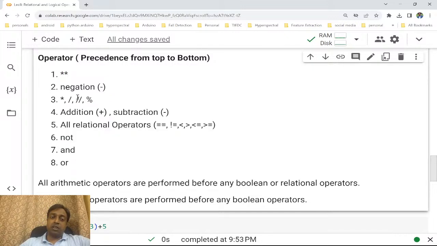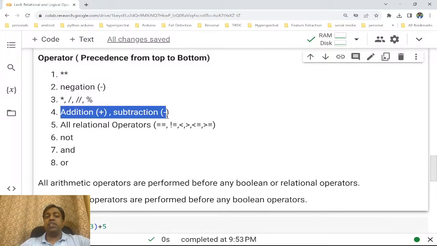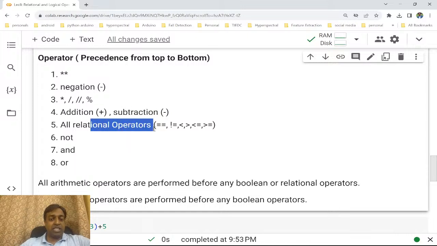Means first priority should be given to the exponential, then to the negation, then to multiplication, division, truncating division and modulus, then addition, subtraction. Means all the arithmetic operators should be given more priority than the relational and the logical operators. After arithmetic operators, the priority is given to the relational operators, and then to the logical NOT, then to logical AND, and then to logical OR. So this precedence order we need to follow.